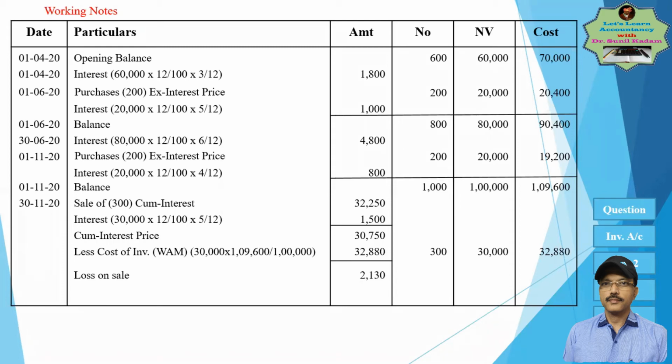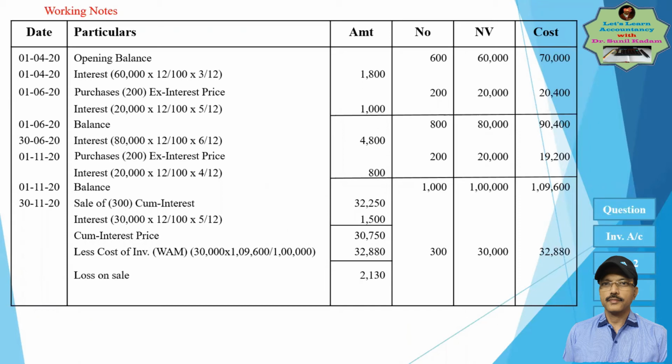Bank account debit, you have received 32,250. Investment account 32,880. Interest 1,500. Profit and loss account 2,130.